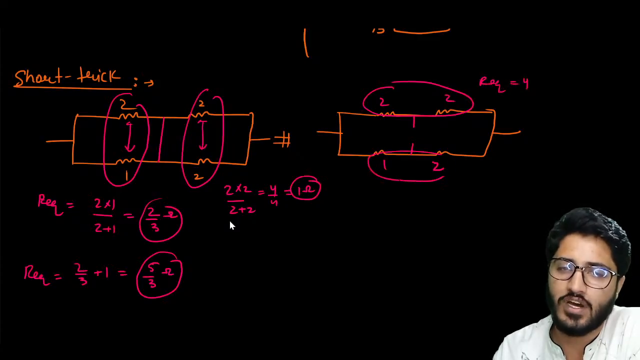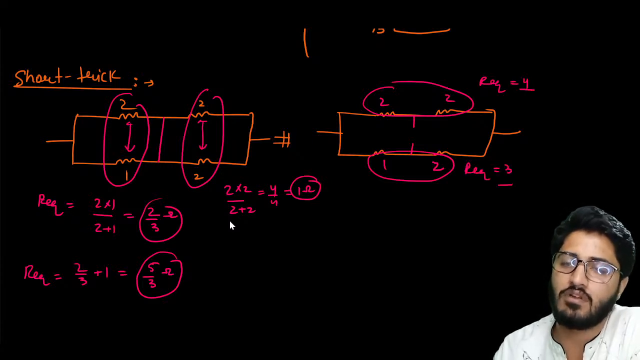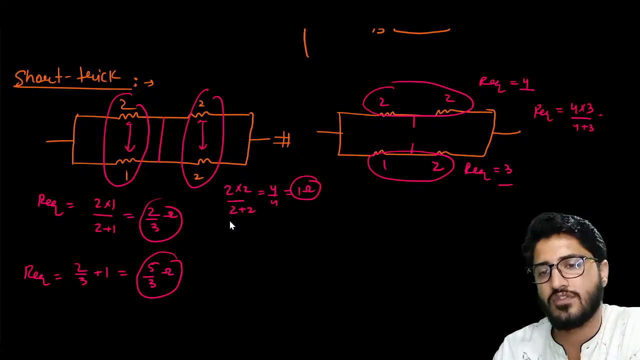This one, look, these two are in series, so R equivalent will be how much? 4. These two are in series, R equivalent will be how much? 3. Now this one and this one will be in parallel, so R equivalent came out to be 4 into 3 divided by 4 plus 3, 12 by 7.